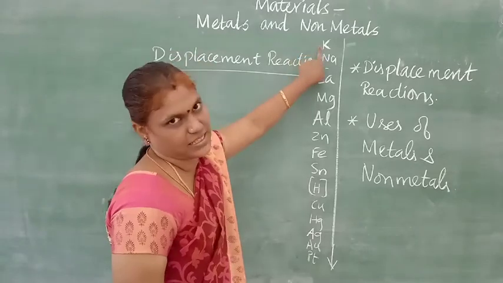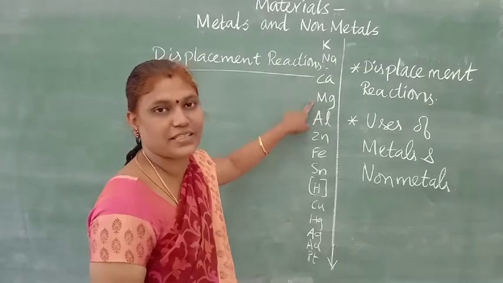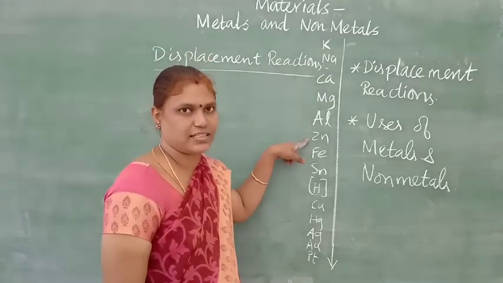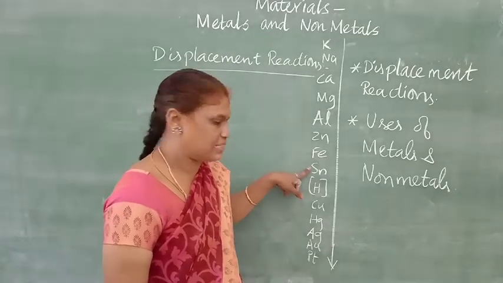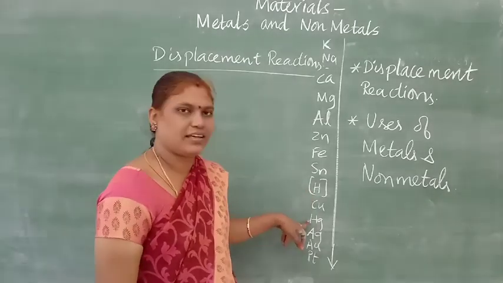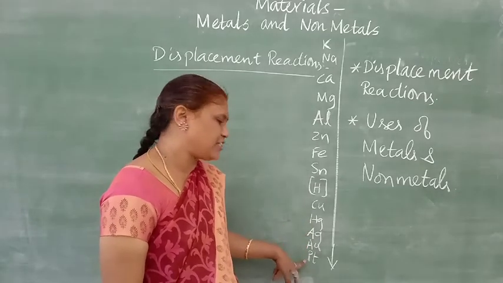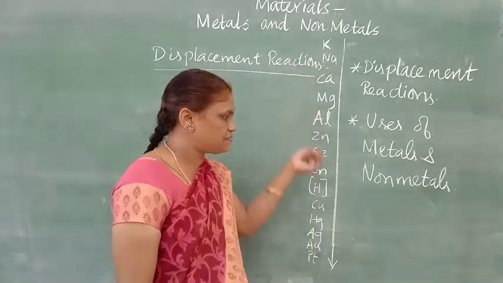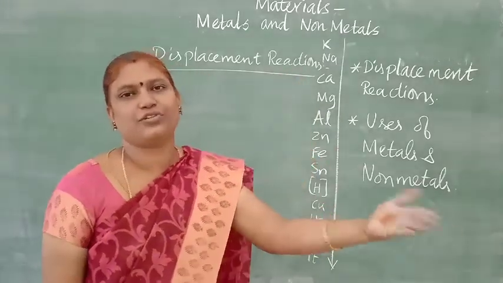Potassium is K, sodium is Na, calcium is Ca, magnesium is Mg, Al is aluminium. Zinc is Zn, iron Fe, and tin is Sn, hydrogen H, copper Cu, mercury Hg, Ag silver, Au gold, Pt platinum. So you should know the order of the reactivity of these metals at least, so that the displacement reaction can be easy for you.